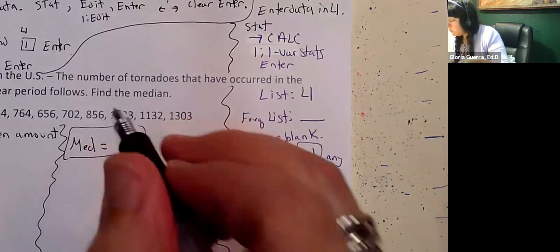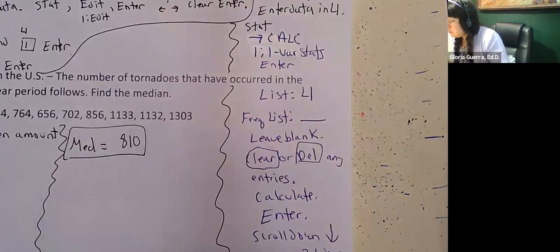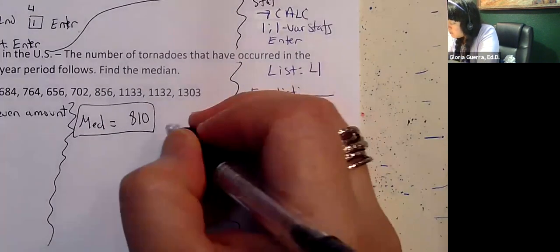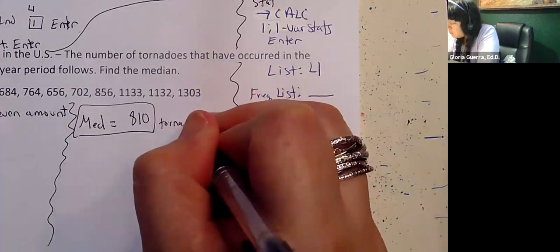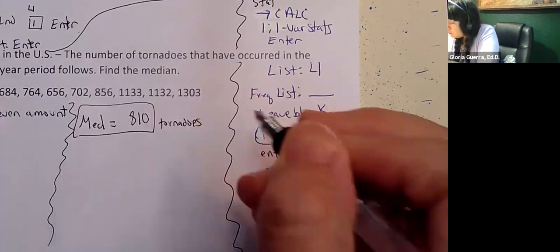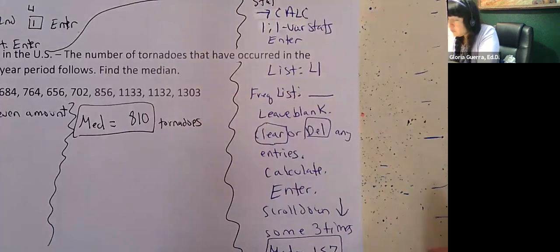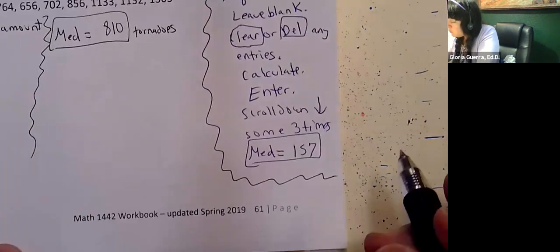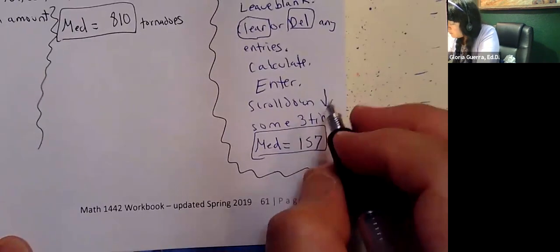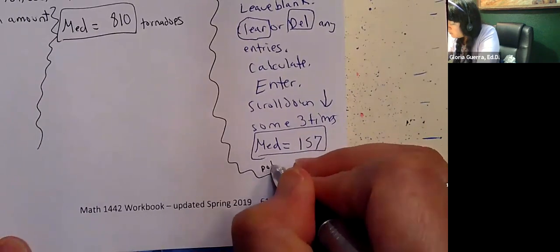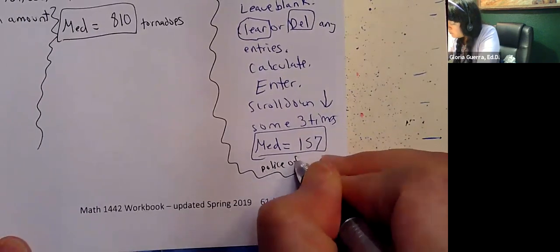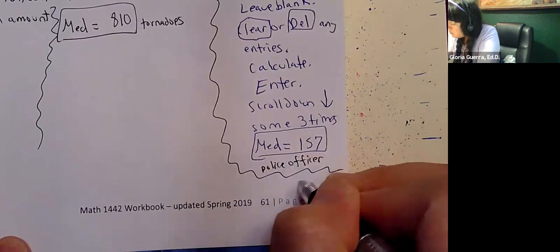Okay. And again, we're not labeling. These are tornadoes. I'll go ahead and put tornadoes, but this is not a unit. This one was, unfortunately, police officers killed. Sorry, police officers killed.